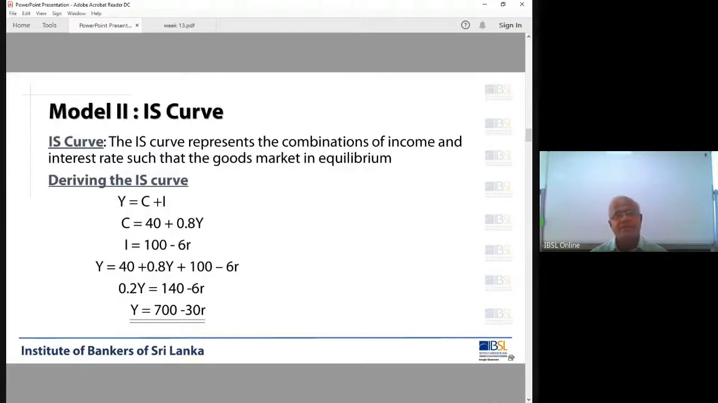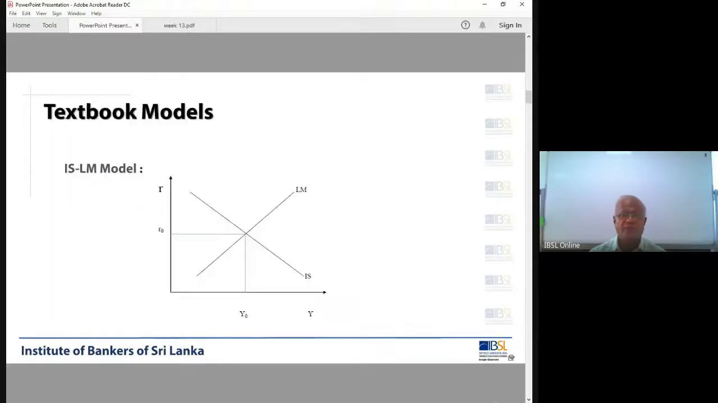The IS curve represents the combinations of income and interest rate such that the goods market is in equilibrium. The overall goods market in equilibrium. Right? Now, for example, you can see the IS curve, goods market. The axes are income and interest rate. In microeconomics, we have quantity demanded and price. Here we have aggregate GDP and interest rate.